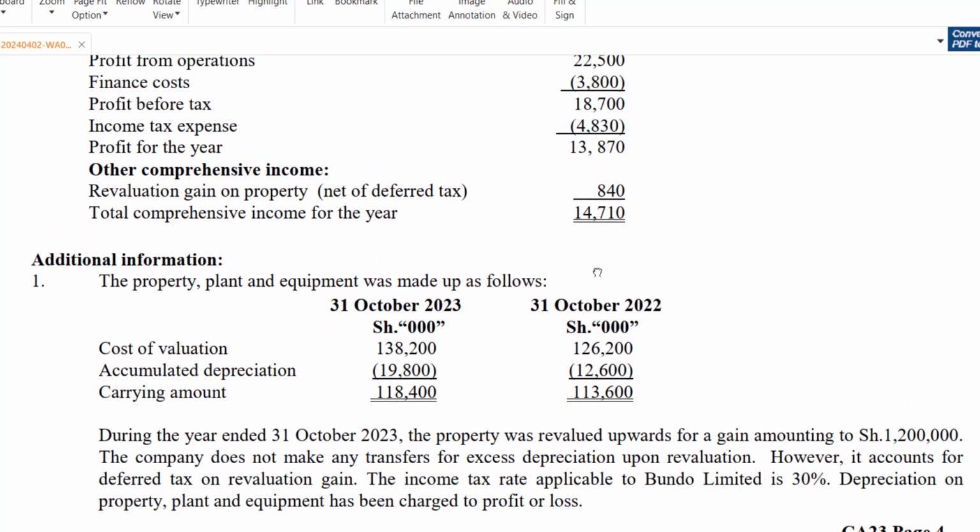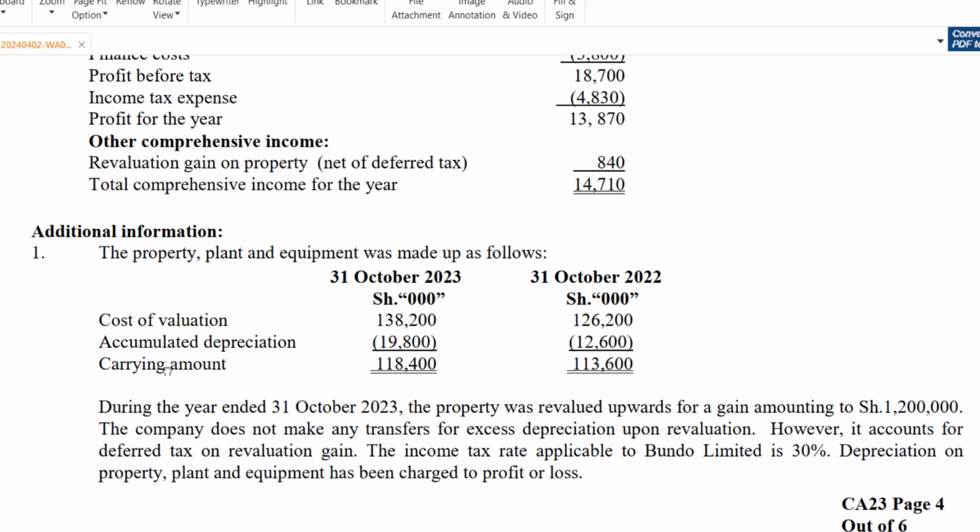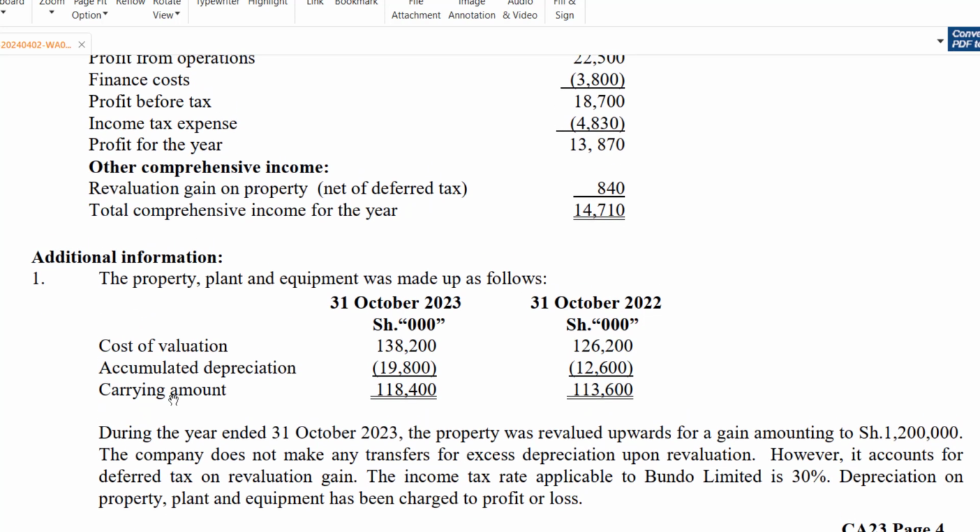So we have additional information. Number 1 says the property, plant and equipment was made up as follows. For 31st October 2023 and 31st October 2022, we have the cost or valuation. For the 2 years, we have the accumulated depreciation, and if you less accumulated depreciation from the cost or valuation, you get the carrying amount there.